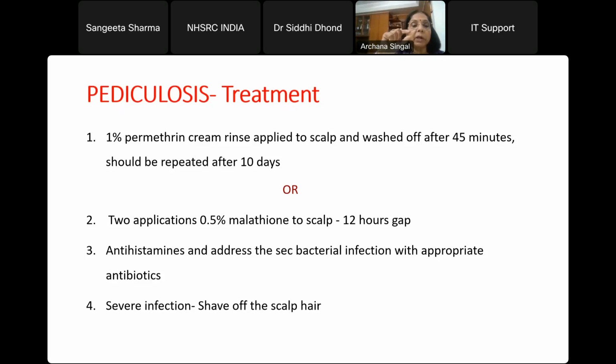they're all not developed mites. The ova will take a long time to become mites. So usually it's 7 to 8 days, and that's why we ask them to repeat after 10 days. 2 applications. And if there is itching, antihistamine or levocetirizine can be given. If there is secondary bacterial infection, then appropriate antibiotic. In severe infection, it is better to shave off the scalp hair. Next.